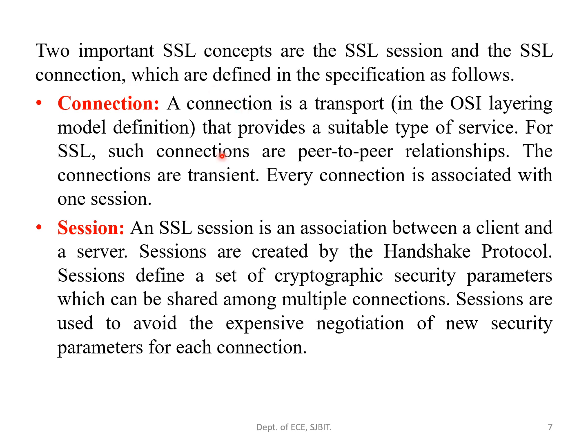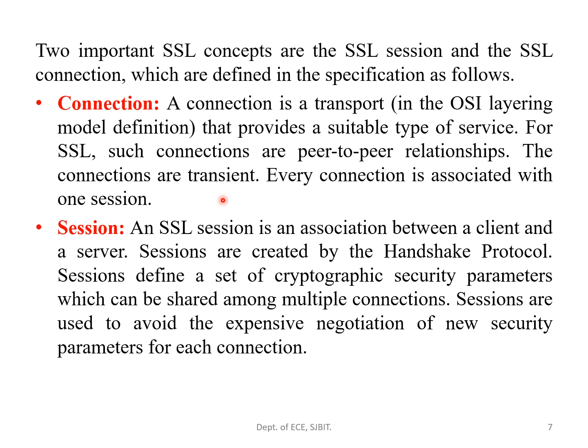Considering the connection, a connection is a transport. Again, considering the OSI layering model definition, the OSI reference model has 7 layers that provide a suitable type of service. For secure socket layer, such connections are peer-to-peer relationships. The peer-to-peer is end-to-end relationships. The connections are transient. Every connection is associated with one session. So in a session we have different connections.